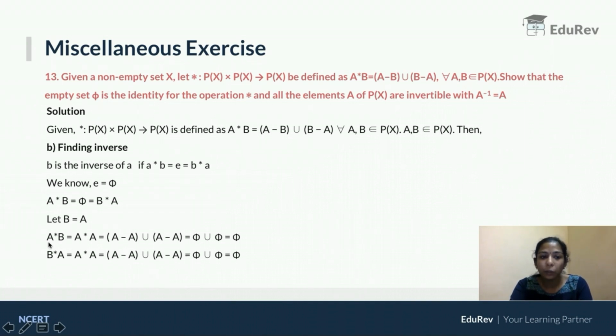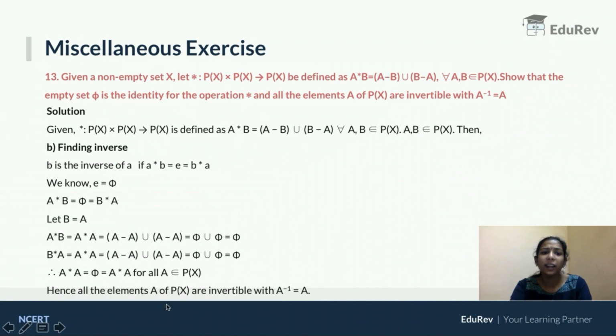So we were able to prove A star B is equal to null set and B star A also equal to null set. So what can I conclude? A star A is equal to null set is equal to A star A for all sets, for all A belongs to the power set of X. So what can I say? Hence all the elements A of power set of X are invertible only when their inverse becomes A only. That's it. I hope it is clear.